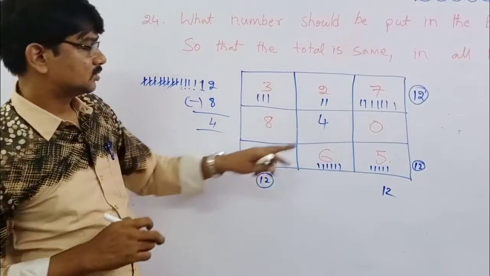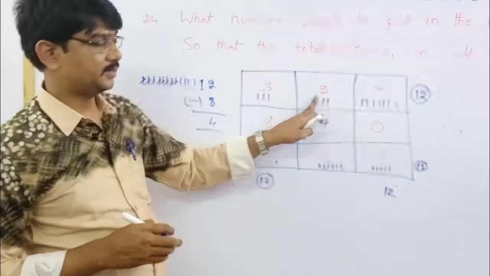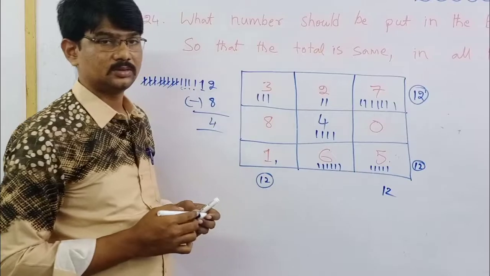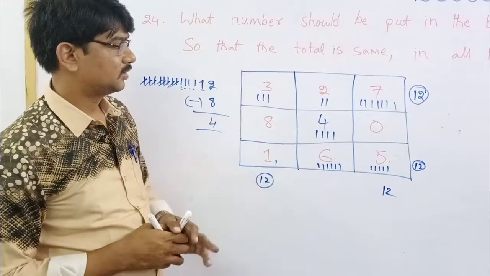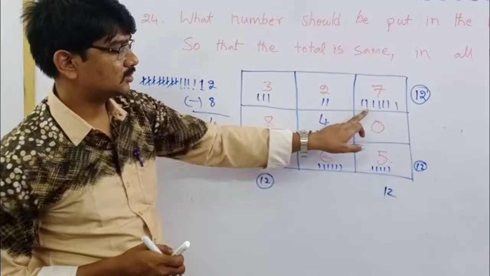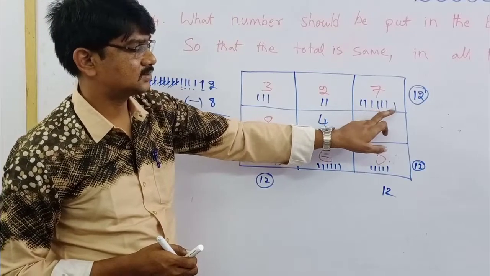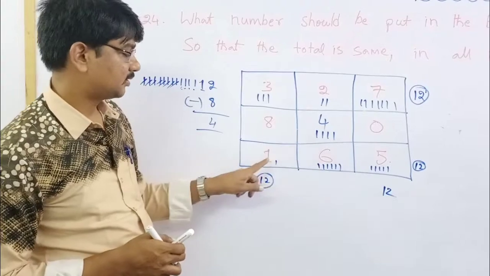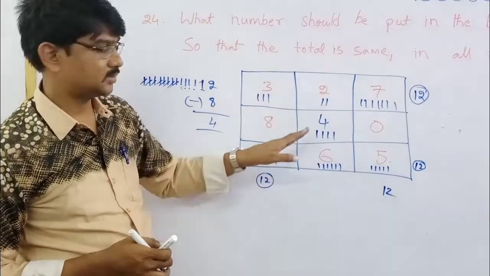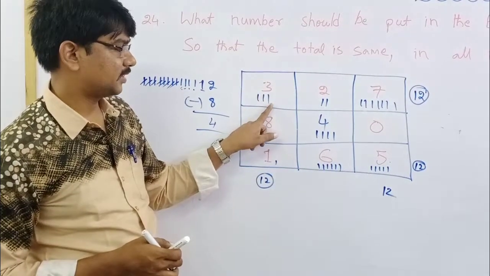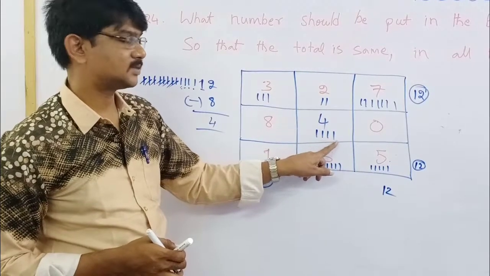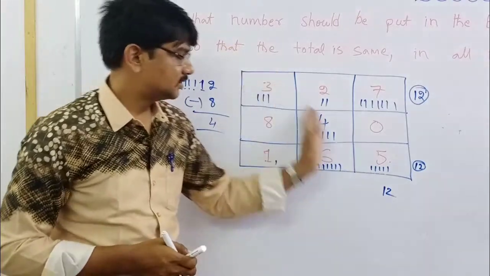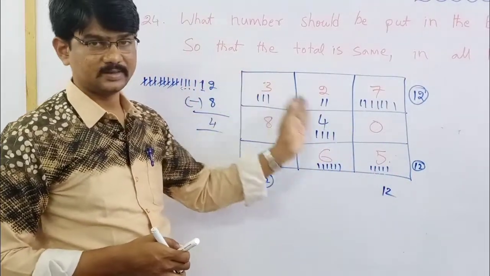Now 6 plus 2, 8. 9, 10, 11, 12. Okay, this direction is set. Here 7. 1, 2, 3, 4, 5, 6, 7. 8, 9, 10, 11, 12. This direction is also set. 1, 2, 3, 4, 5, 6, 7. 8, 9, 10, 11, 12. This direction is also set. Okay.